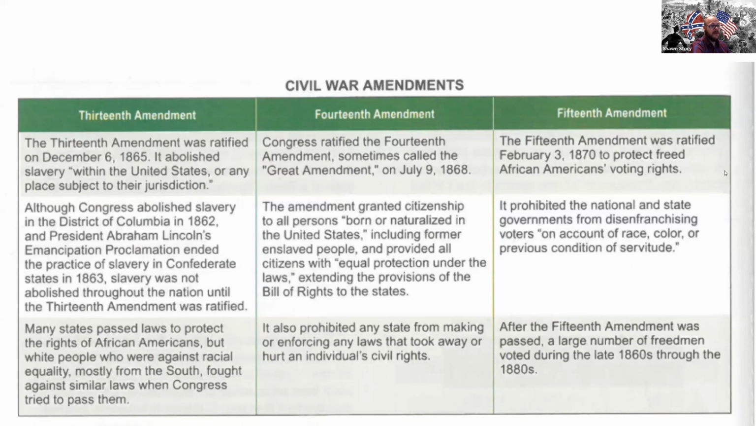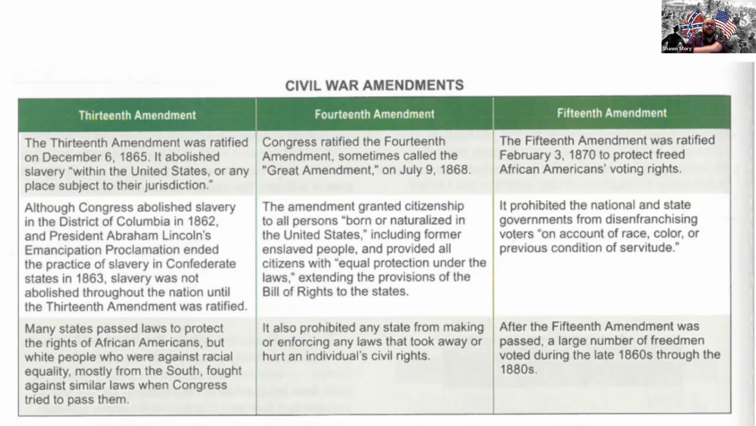15th Amendment. The 15th Amendment was ratified February 3rd, 1870, to protect freed African Americans' voting rights. Here is where the African American population in the United States now gets the right to vote, but just men. Women still, in 1870, did not have the right to vote. It takes about 40 to 50 years later before women get the right to vote, which I think is also one of those baffling moments in history.